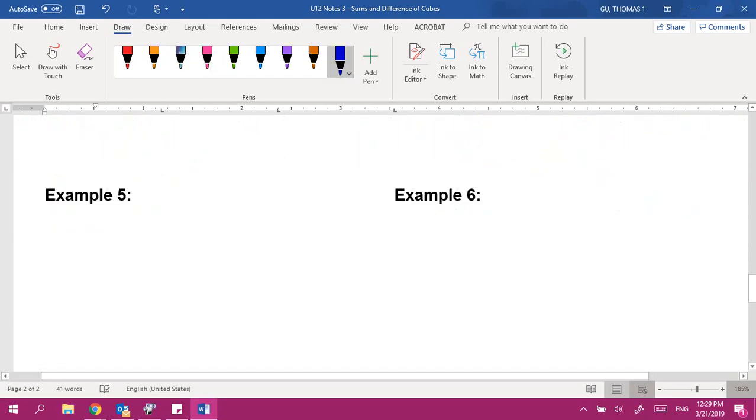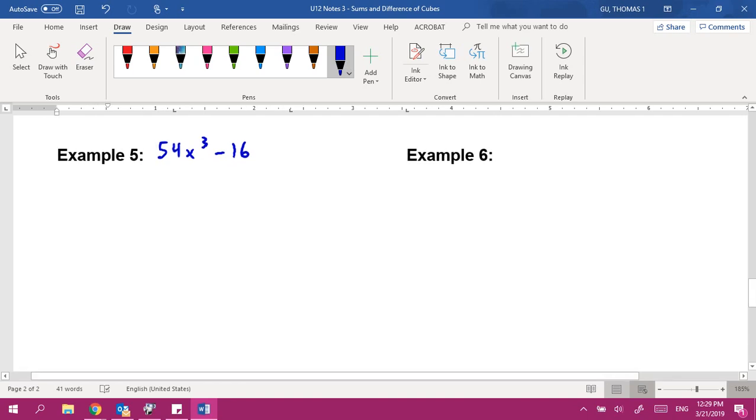This example is going to be 54x cubed minus 16. What is the first thing that you look for on these kind of problems? Check for perfect cubes, right? We're looking for perfect cubes. Are these perfect cubes? No, they're not. But remember, this is just factoring, so all the normal rules that apply to factoring apply here too.